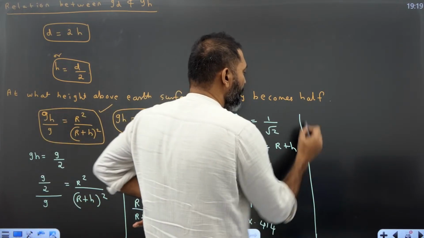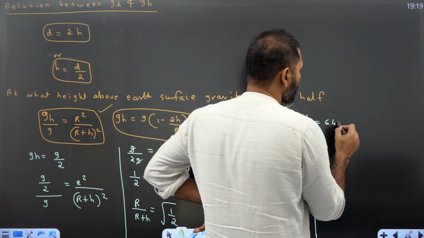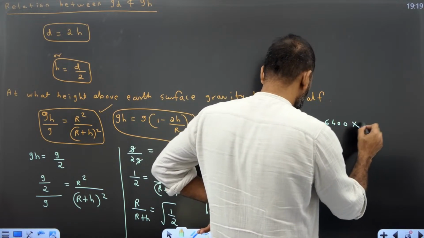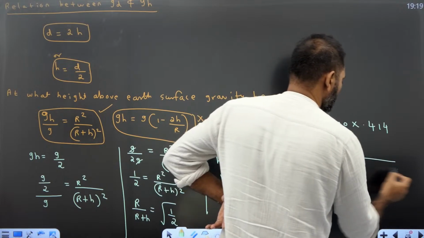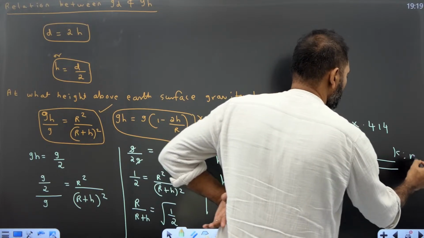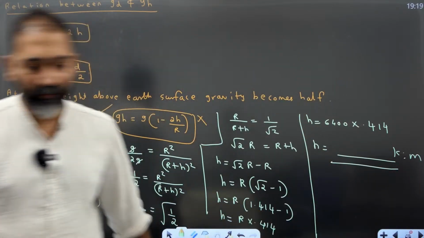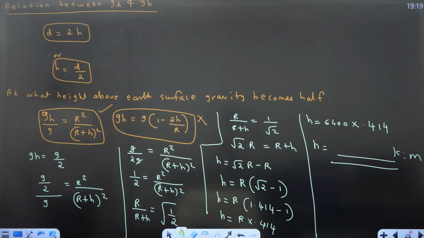We know that R equal to 6,400 kilometer into 0.414. This calculation you should do. Then you have to type your answer, that much kilometer. Any doubt?